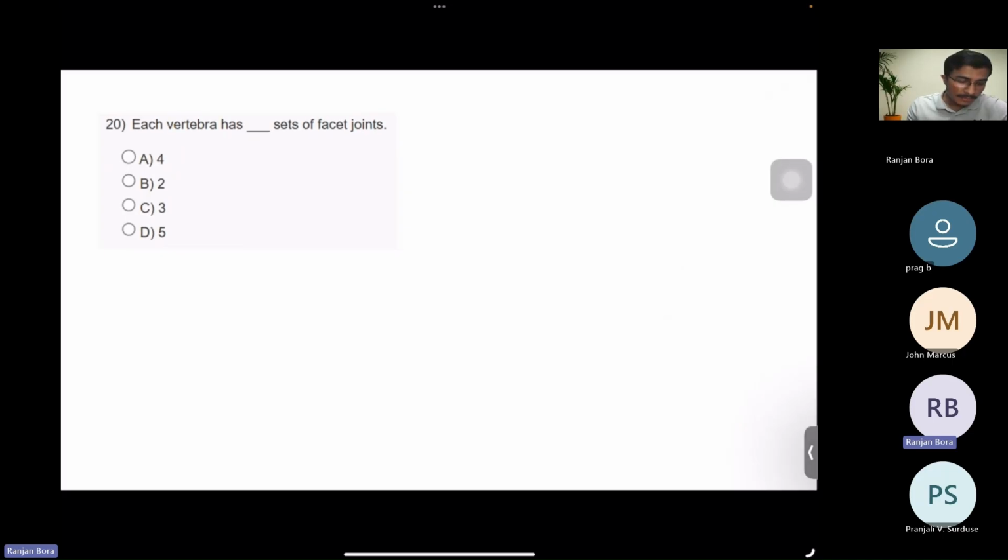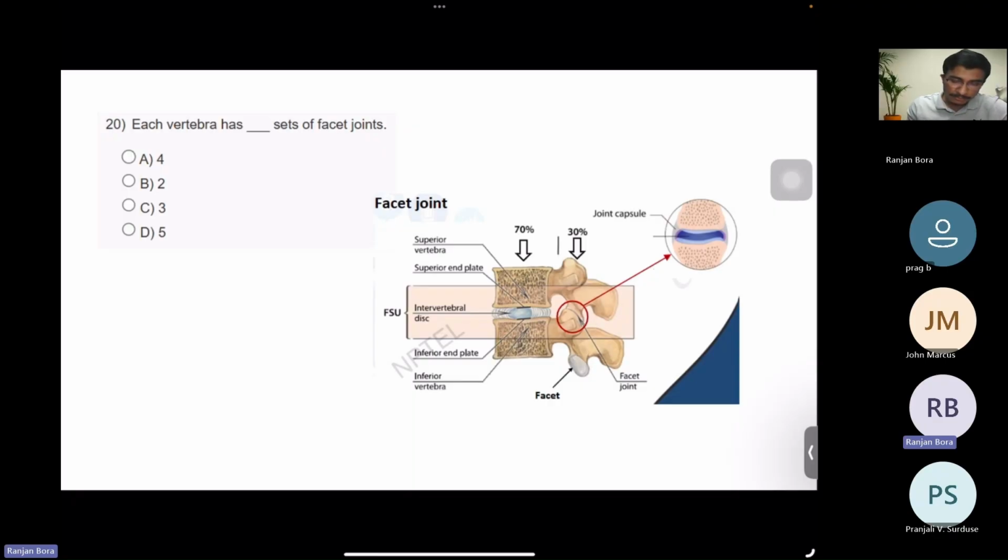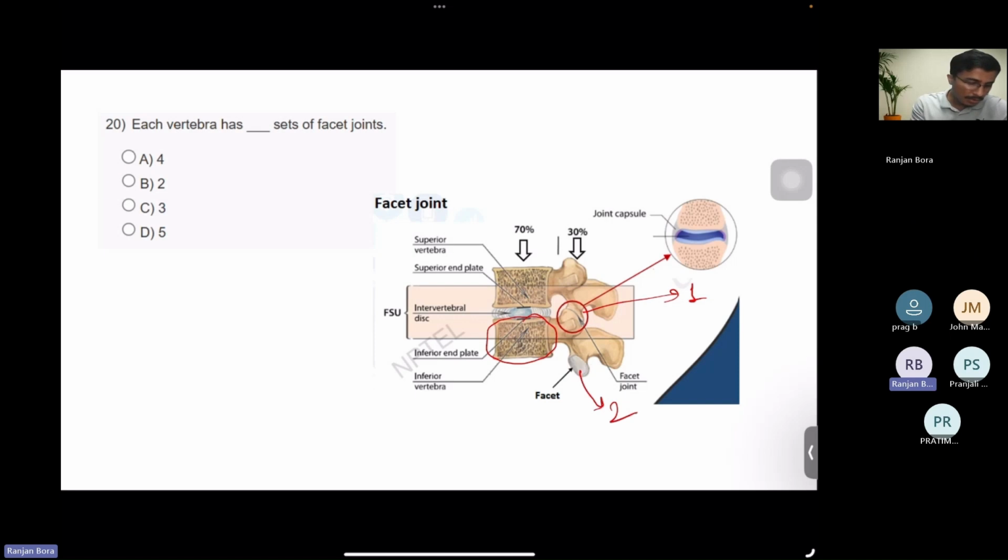And the next question: each vertebra has how many sets of facet joints? Yes. So in this picture, you can see this is a vertebra and it has one facet joint here. And this is one, and here also there is one. So one and two. So it has two sets of facet joints.